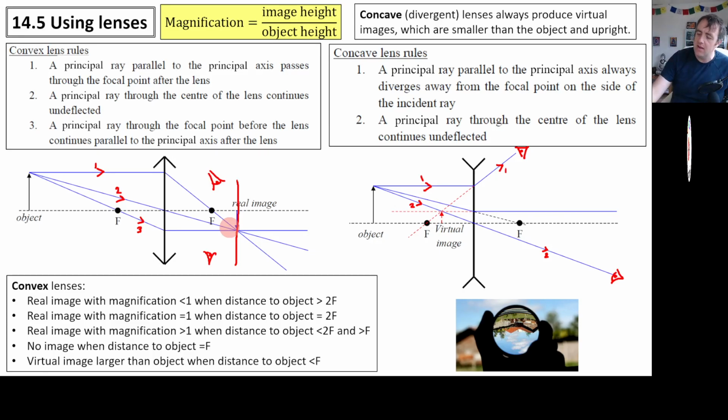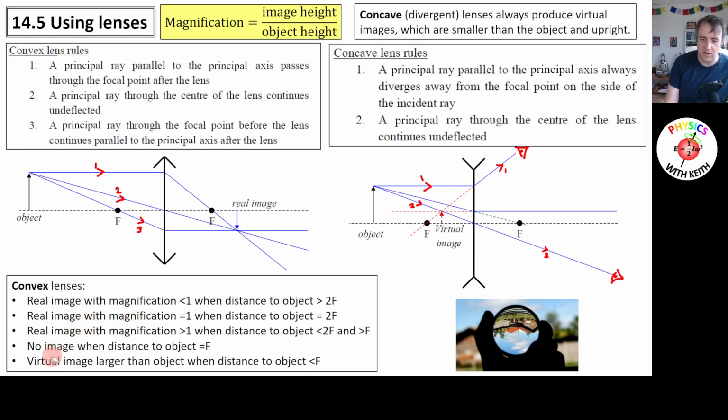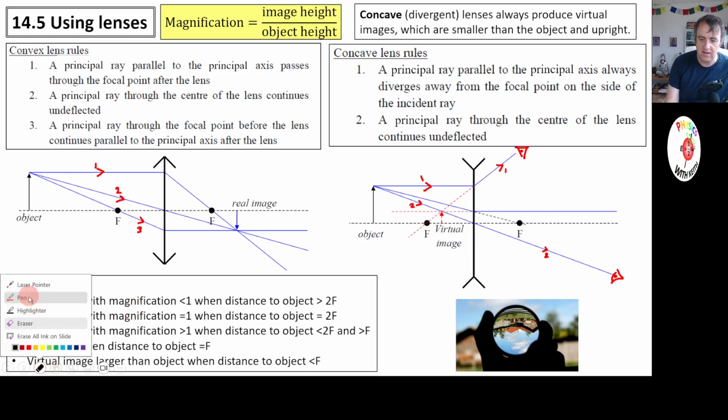If I look at the case of a concave lens and a virtual image, if I were to place a screen here, all I'm doing is blocking the light, so I can't see anything. So you cannot project a virtual image onto a screen. But you can project a real image onto a screen. It's one of the differences between real images and virtual images.